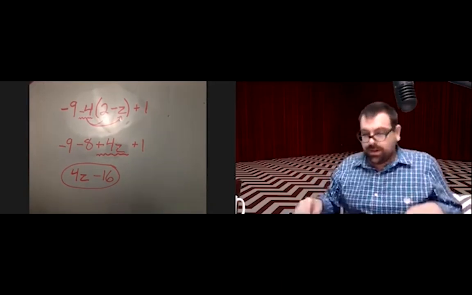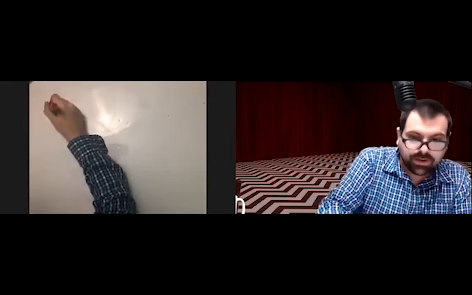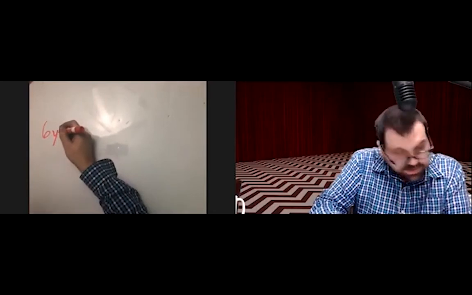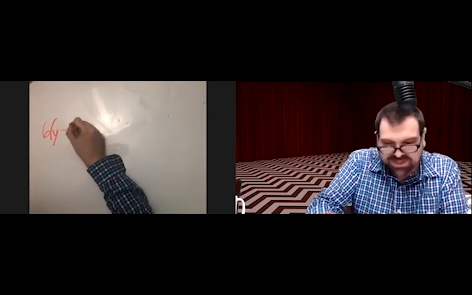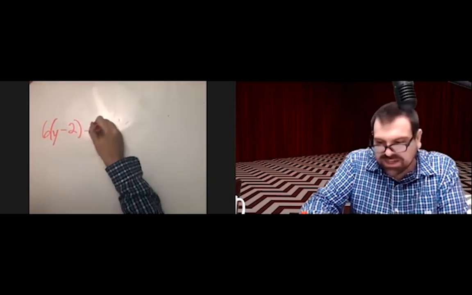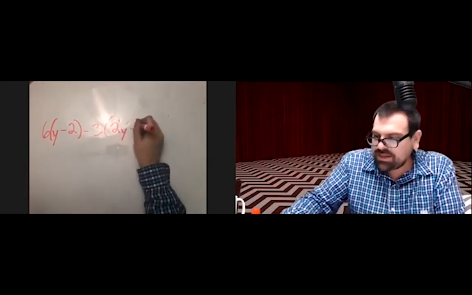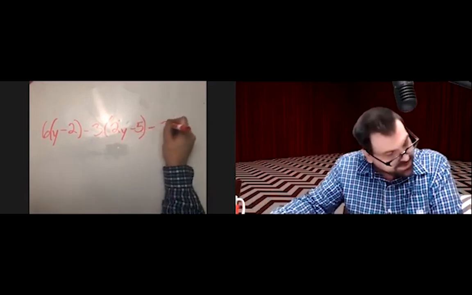Another one. We're going to clear the parentheses first. Combine like terms and simplify. 6 times the quantity y minus 2, minus 3 times the quantity 2y minus 5, minus 3.